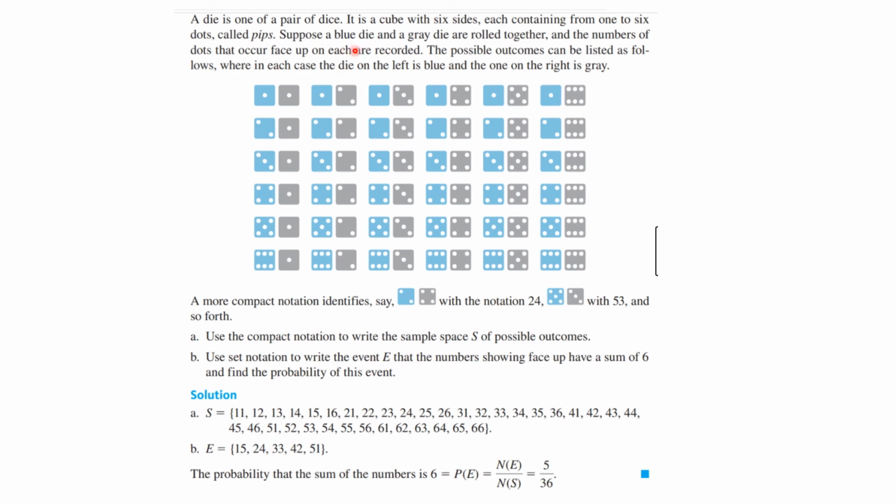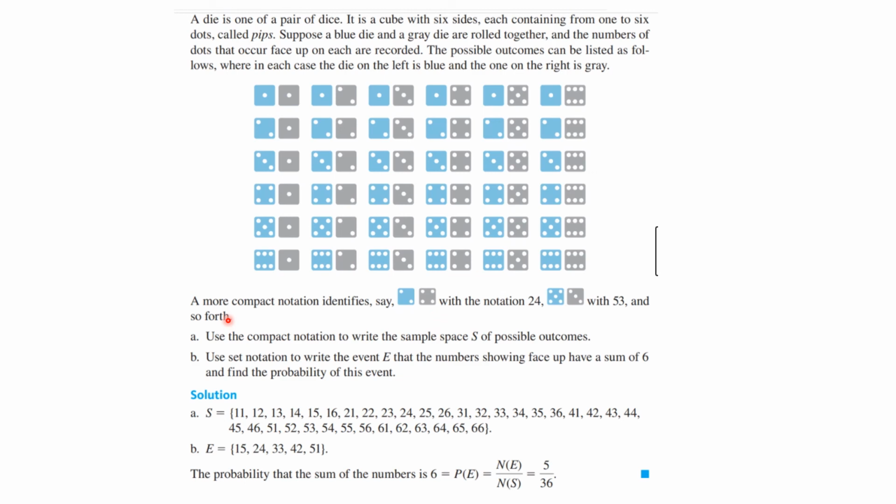Now suppose a blue die and a gray die, shown in the pictures here, are rolled together, and the numbers of dots that occur face up on each are recorded. The possible outcomes can be listed as follows, and this is one way to look at it, where in each case the die on the left is blue and the one on the right is gray. And so you see this is all the possibilities, and if you were to count those, you would end up with 36, because we have 6 in this column and we have 6 columns. And so the number of outcomes is 36.